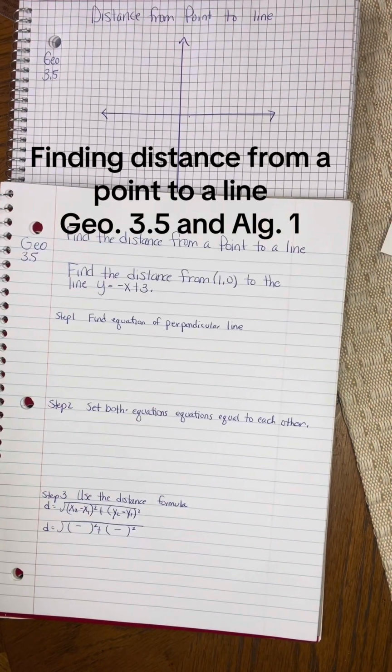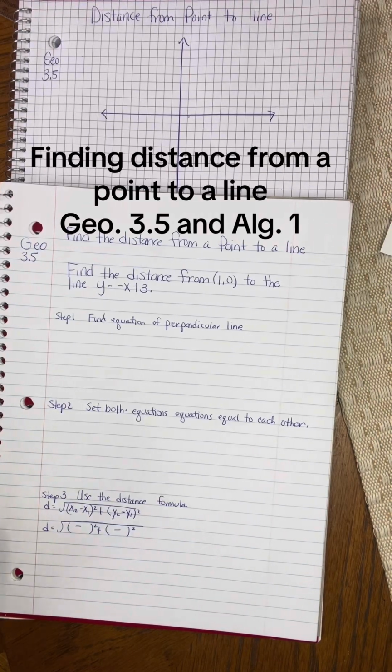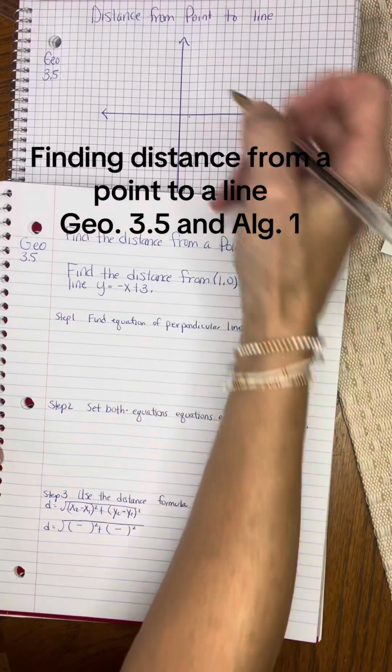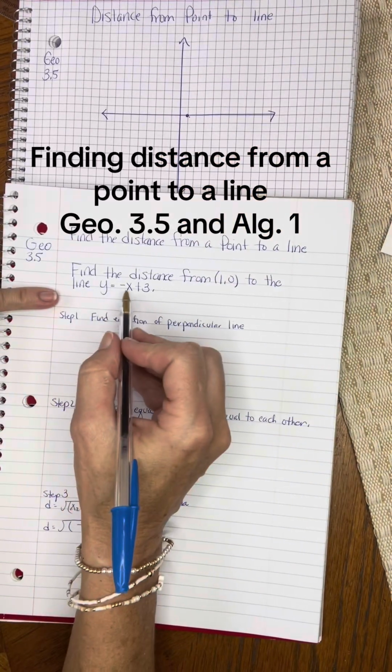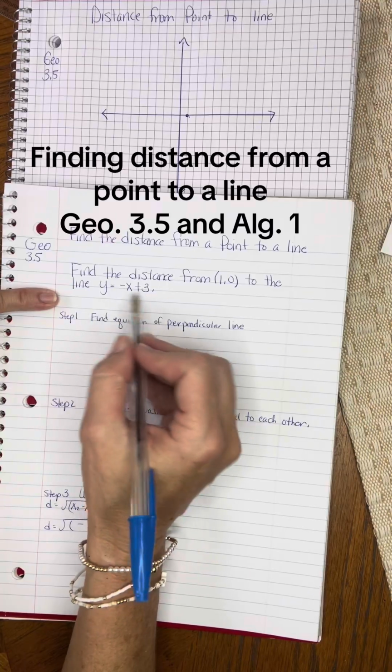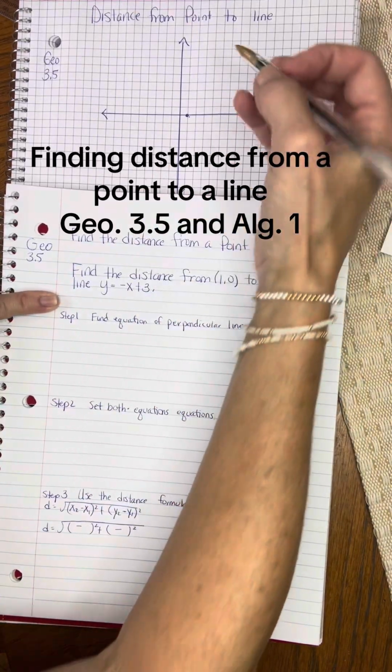Finding the distance from a point to a line is in Geometry and Algebra 1, and it is one of the longer problems. It has several steps to it, but what we want to do is find the distance from 1, 0, that's this point right here, to the line y equals negative x plus 3. All right, let's graph that so we can see this visually.